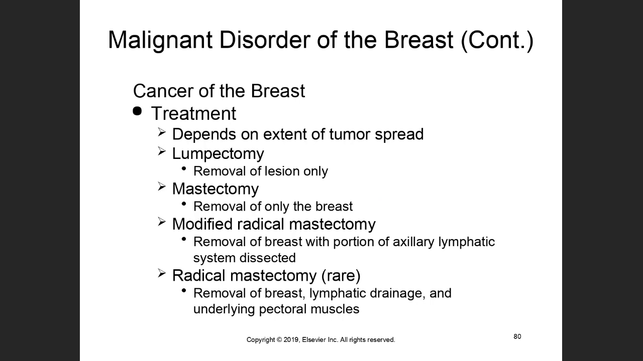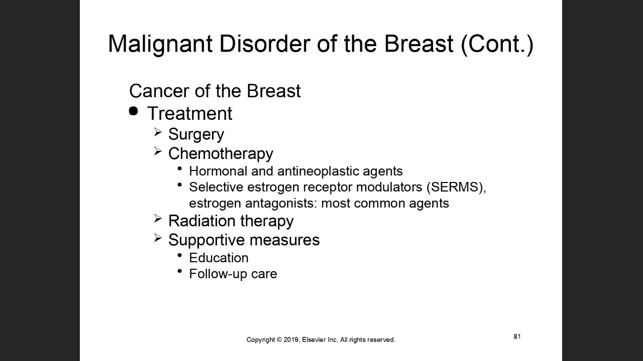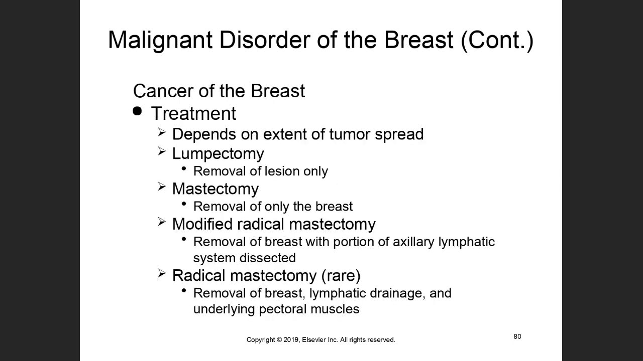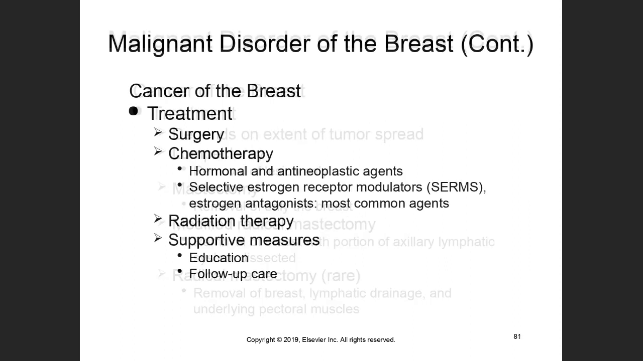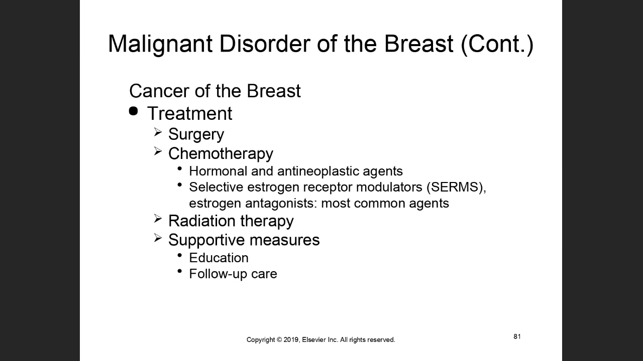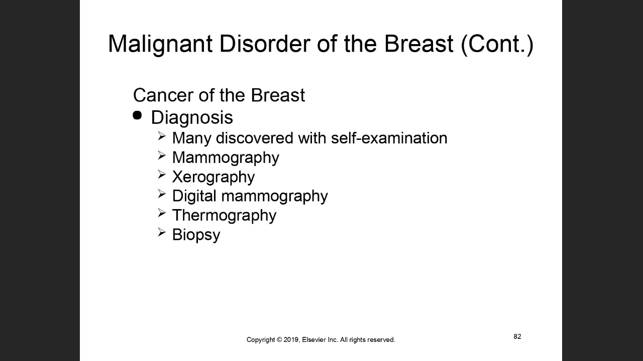Treatment depends on the stage of the tumor. You could do lumpectomy, mastectomy, modified radical mastectomy, and radical mastectomy. Those are the surgeries that you could do for the patient. Treatment is surgery, and chemotherapy. Also, you could use radiation therapy and supportive measures, education, and follow-up.